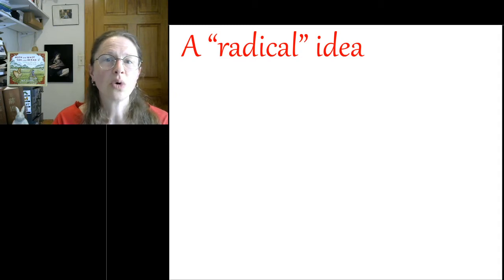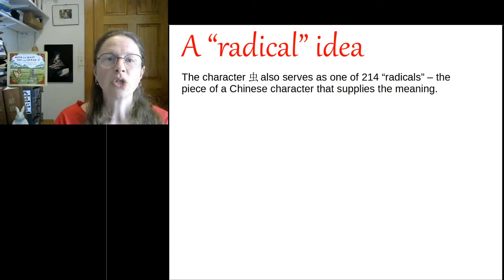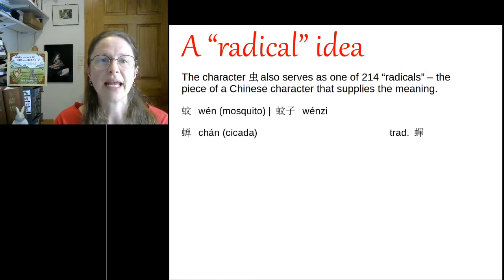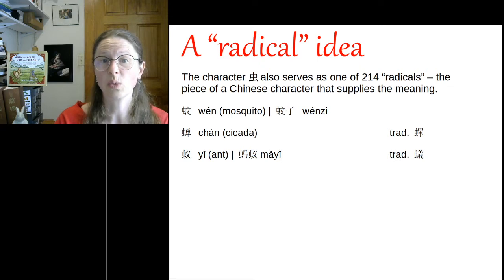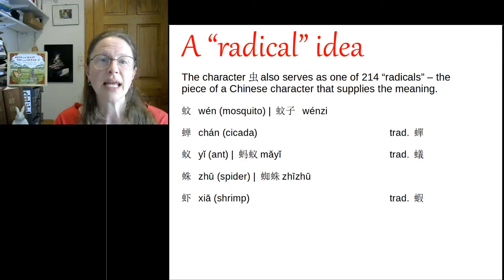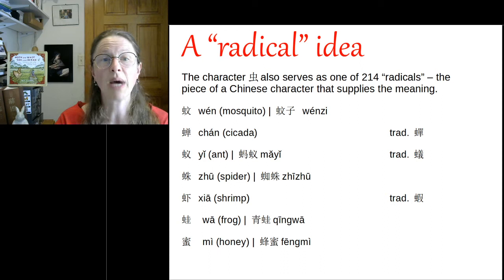Now, the character chong also serves as one of 214 of what we call radicals. That's the piece of a Chinese character that suggests the meaning. So you can see that there are a great many Chinese characters that contain the character chong as one component, usually, but not always, on the left side. So this gives us the hint that the character in question has something to do with bugs.